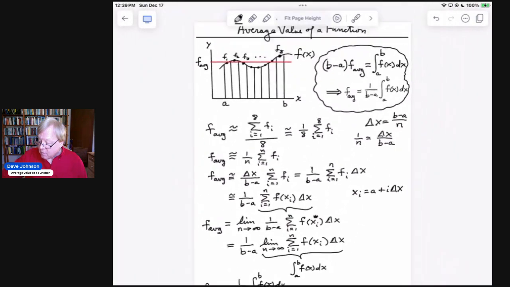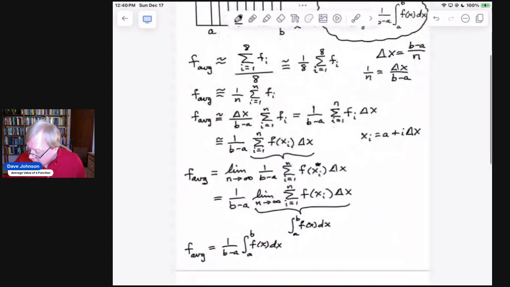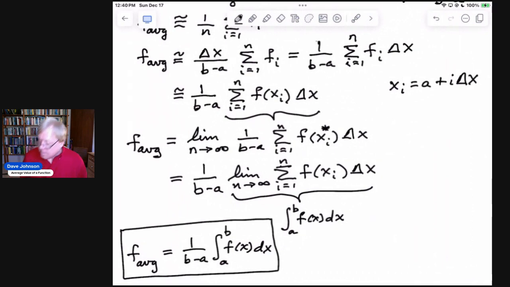Remember how we got it originally? We said, let's make that rectangle between the red line and the x-axis and the lines a and b, make that area, so b minus a times f average, equal to the integral of f of x dx, the area under the curve, which to me was not a satisfying definition. But now we show that it actually is the same formula. And so I'm going to box this formula. And now we know exactly where it comes from.